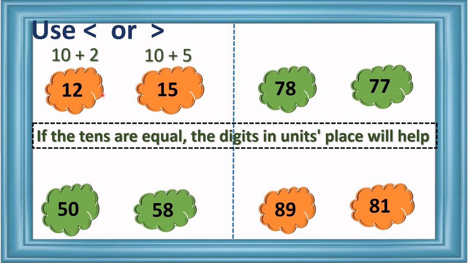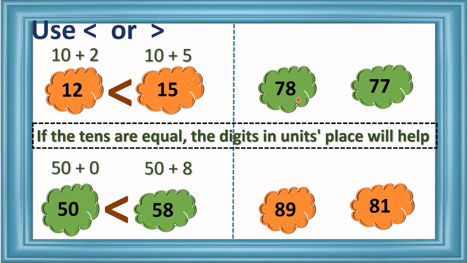Yeah, you are right. Here 2, here 5. 12 is smaller than 15. Right? Very good. About this, 50 plus 0, 50 plus 8. Here in the unit place, we can see 0. In the unit place, here we can see 8. Yes, absolutely. 8 is greater. So the first number 50 is smaller than 58.